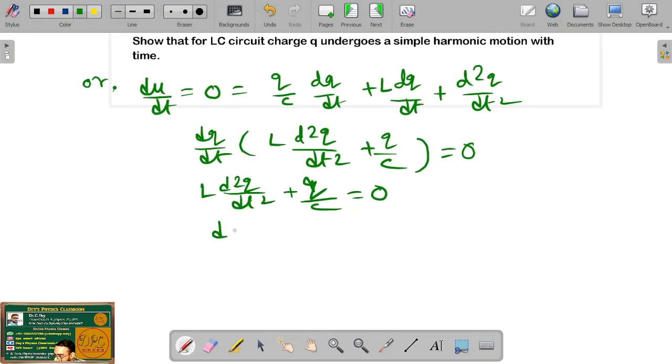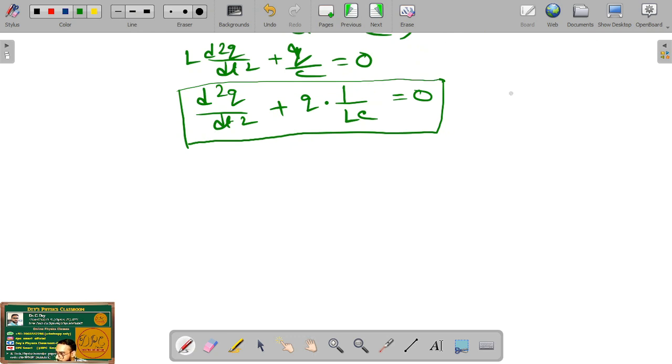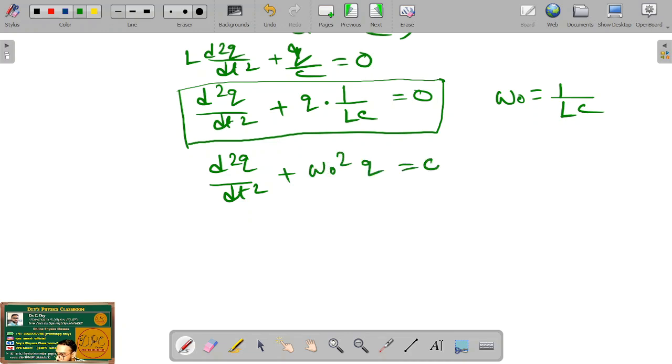Or we can write d²q/dt² plus q/LC equals 0. Or we can write 1/LC as ω0, the natural frequency for the LC system, and we can write d²q/dt² plus ω0² q equals 0. So this is equation number 2. This is also a second order differential equation.